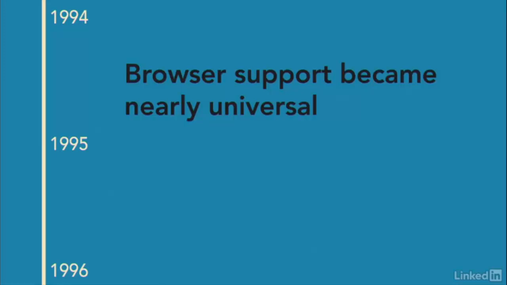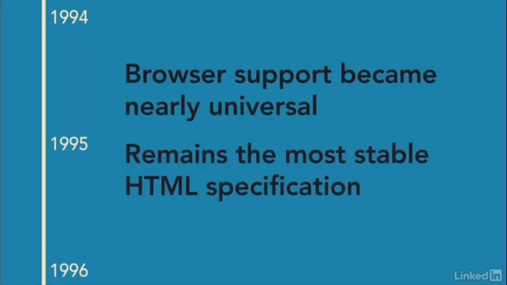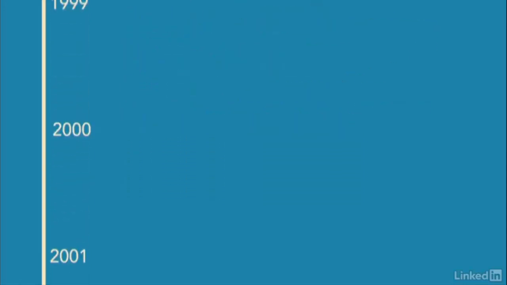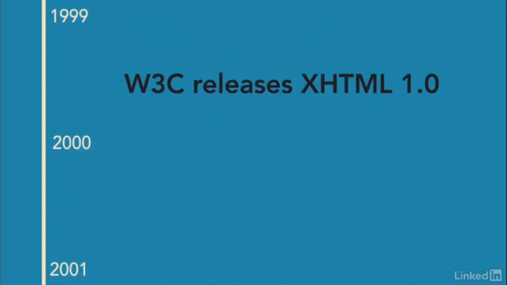So by the time HTML 4.0 was published, the web community had kind of banded together under a banner of web standards, and they began to push browser developers to support the specifications as they were written. And because of that, the HTML4 specification became the first one where support was nearly universal. And HTML 4.0 to this day remains the most stable specification of HTML.